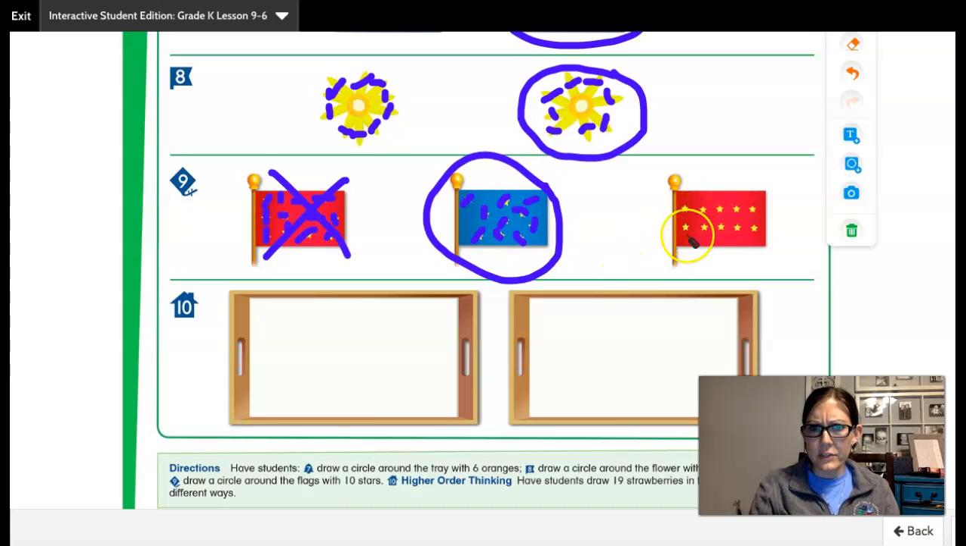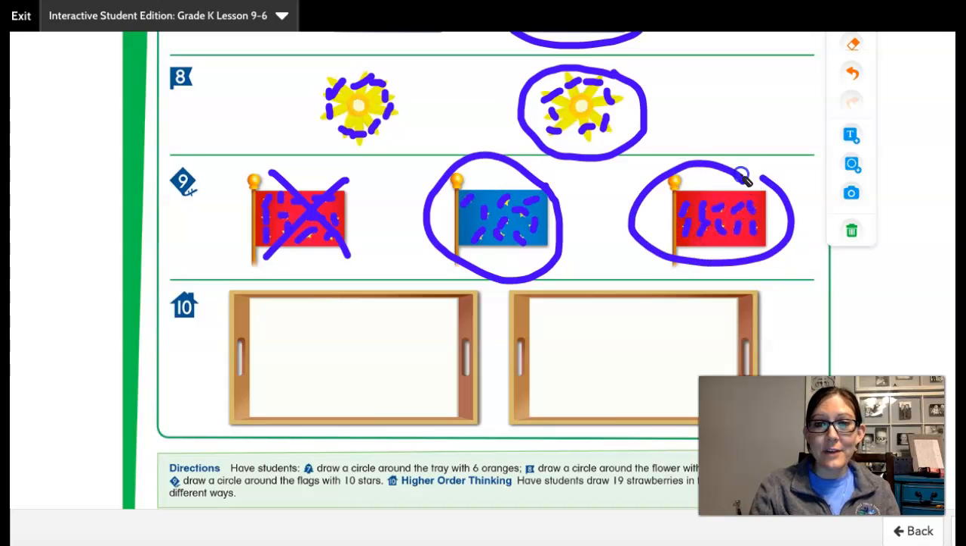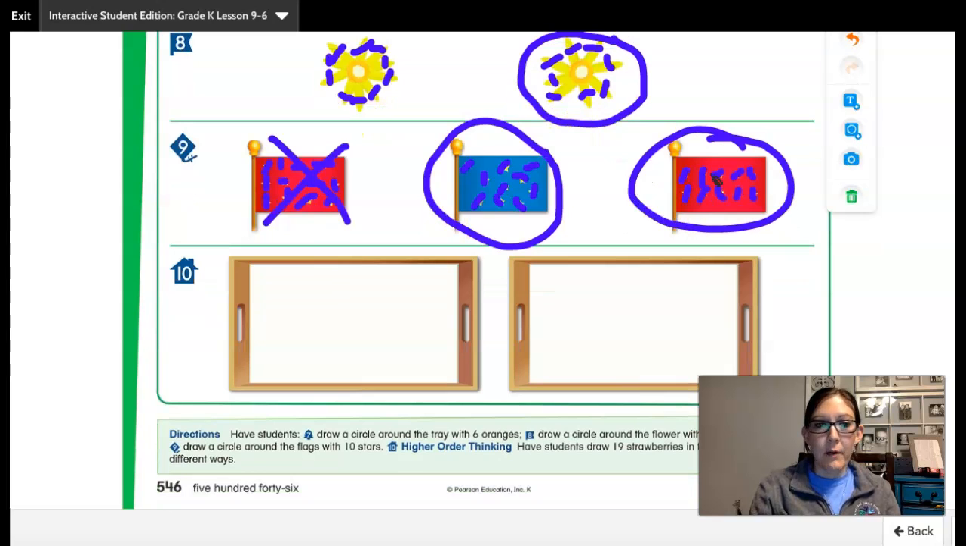Does this one have 10 too? I don't know. Those stars look different. They're not in the same order as this one. Oh yeah, that doesn't matter, does it? Let's count. 1, 2, 3, 4, 5, 6, 7, 8, 9, 10. That one has 10 too. Draw a circle around it. Good job. All right, for number 10 house, I want you to take a look at these two trays.